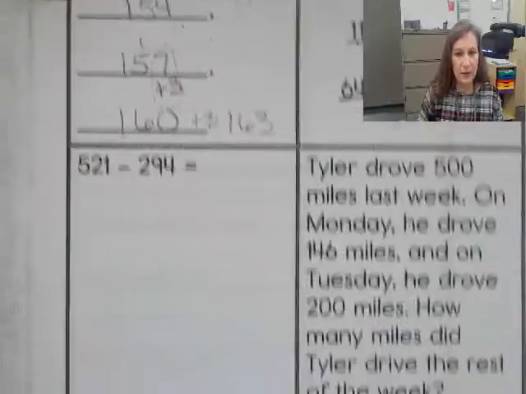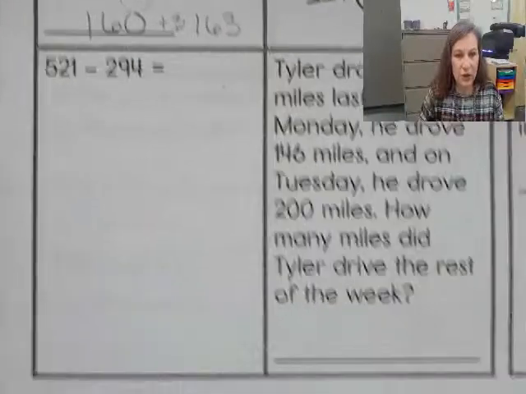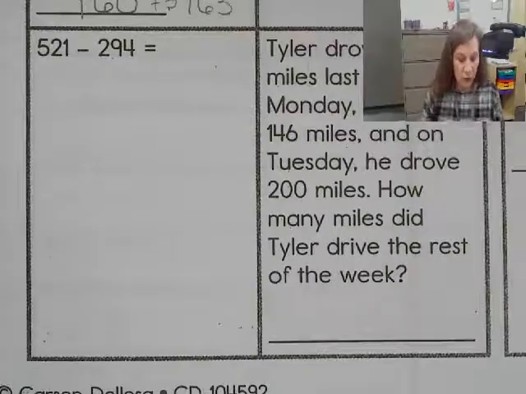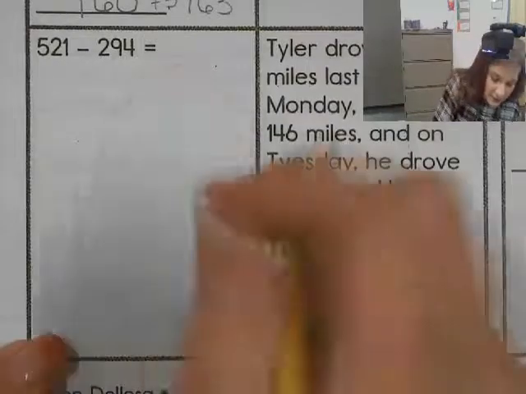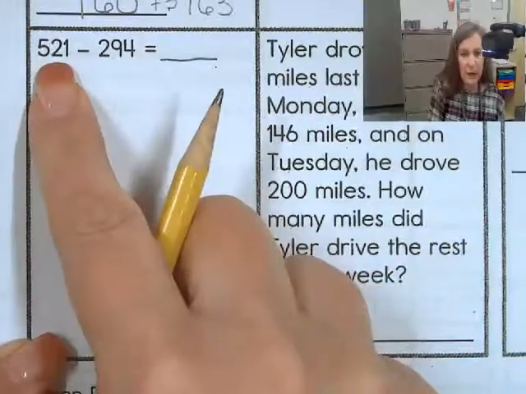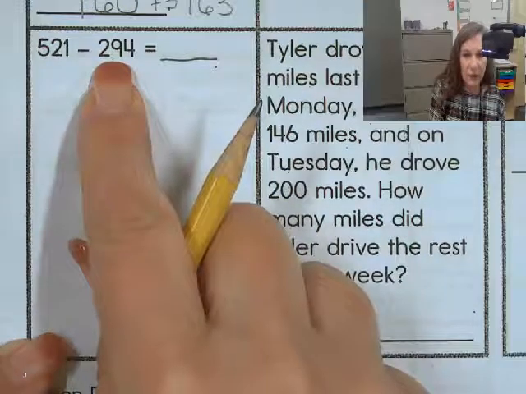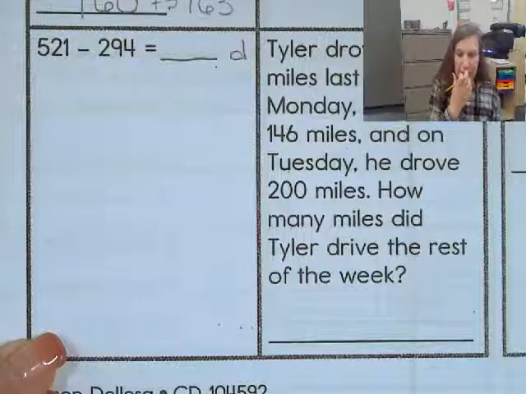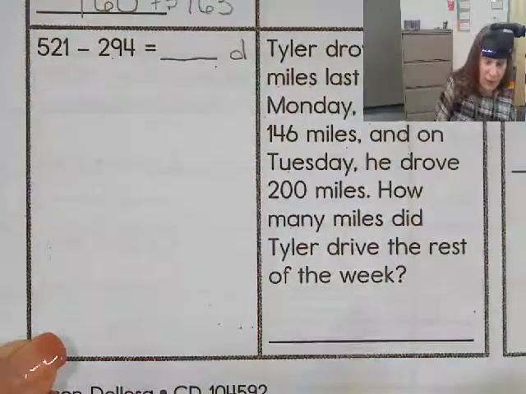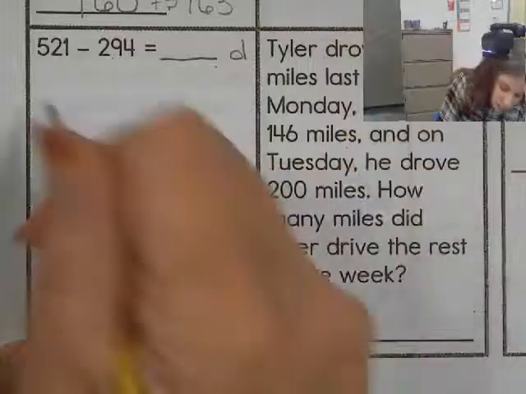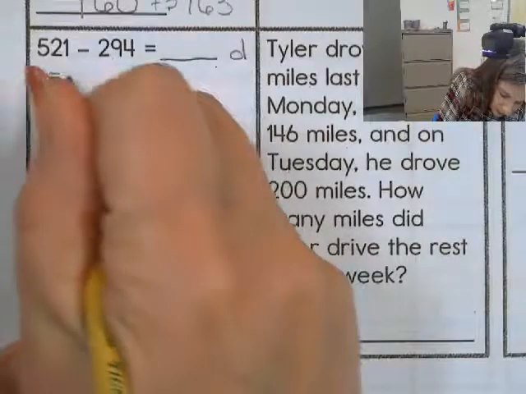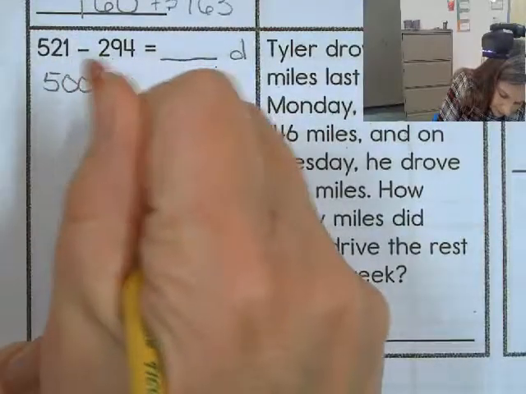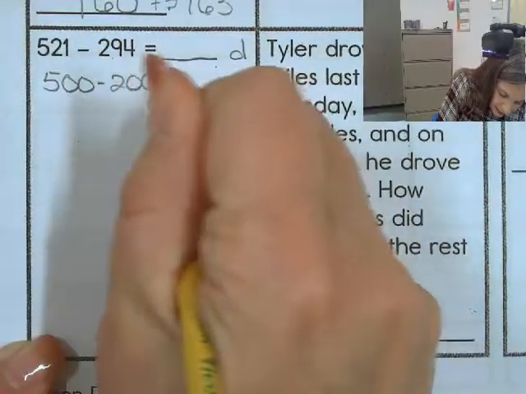Now we're going to take a look at our subtraction equation. We want to find the difference between 521 and 294. So that is our difference. I'm going to put a D there for difference. Now, if we use the break apart strategy, we can start with our hundreds and subtract.